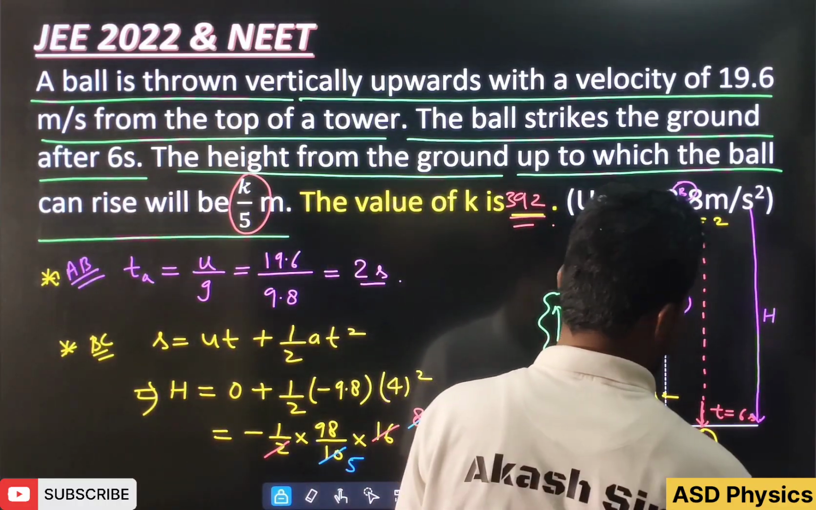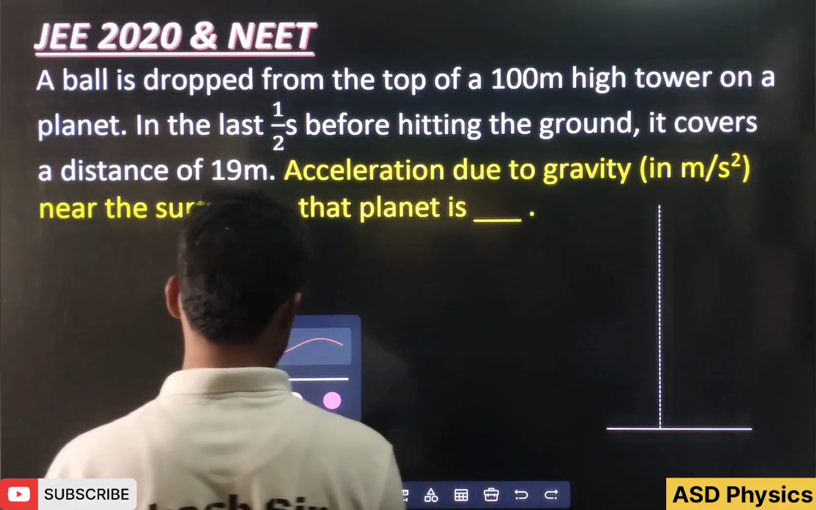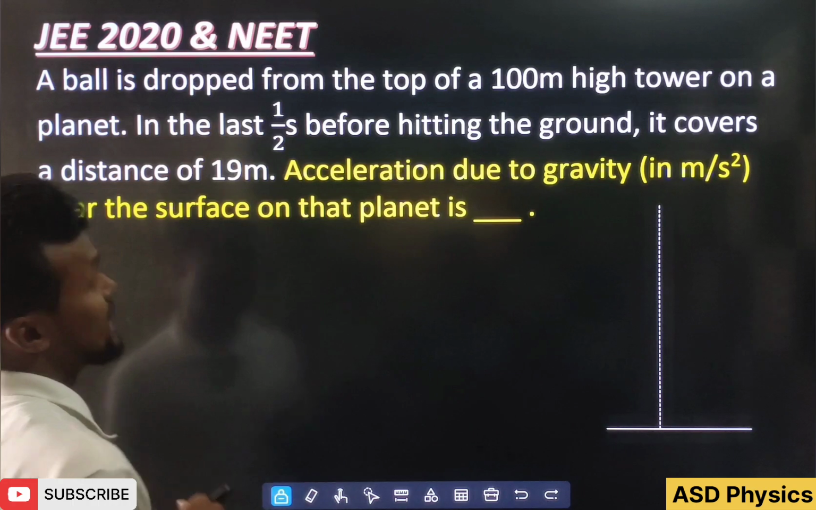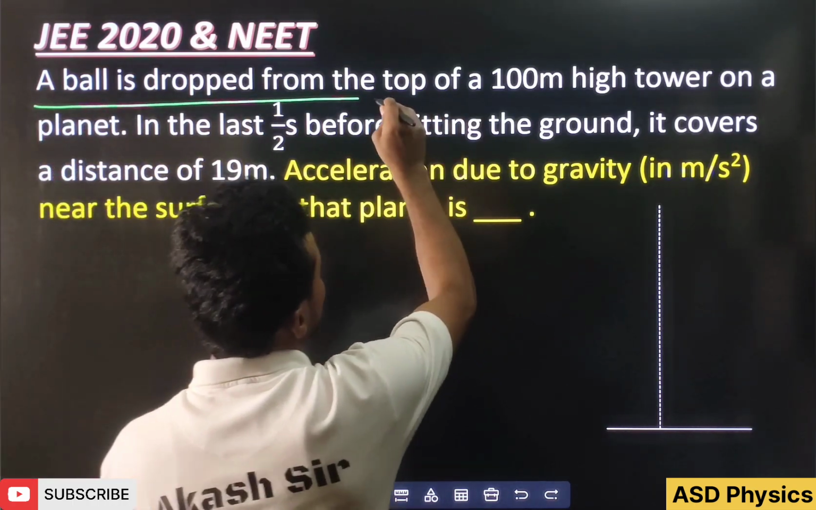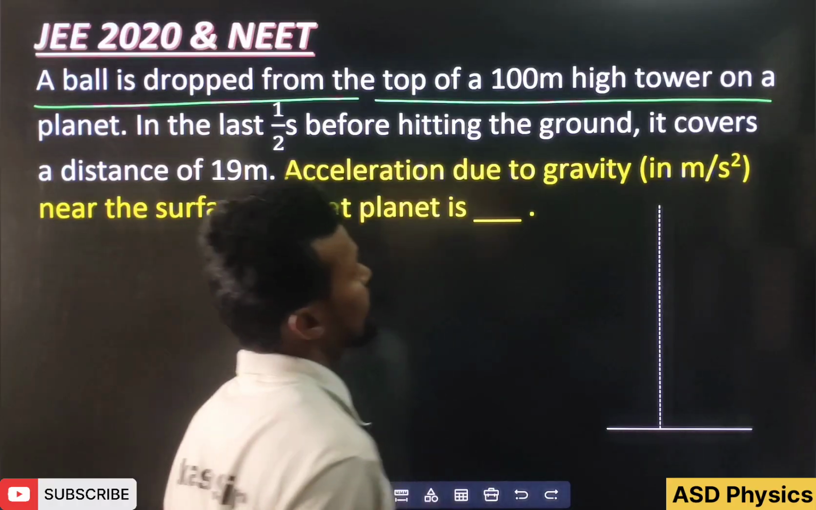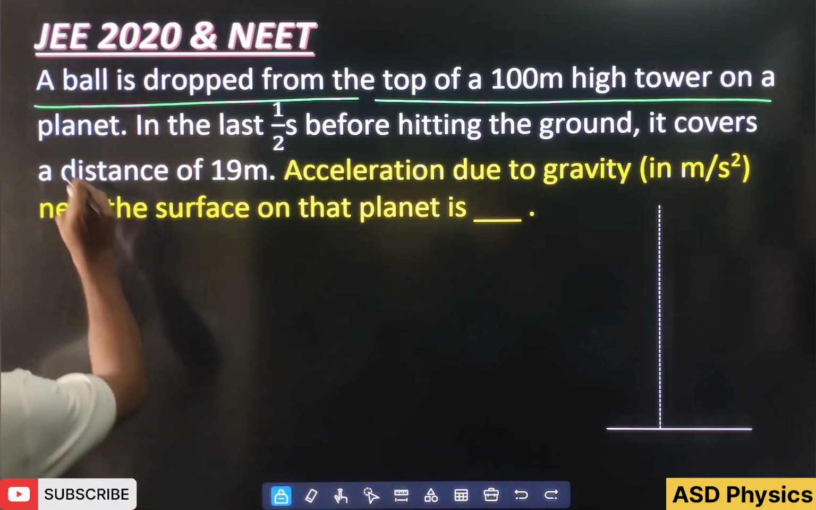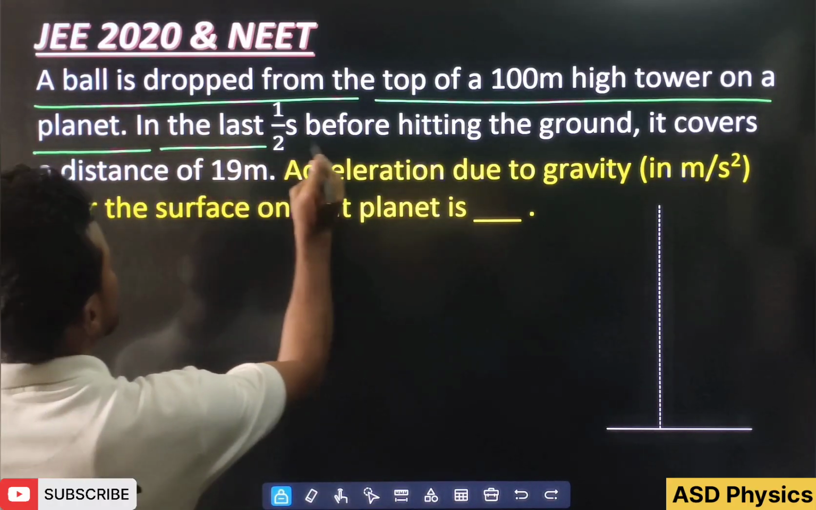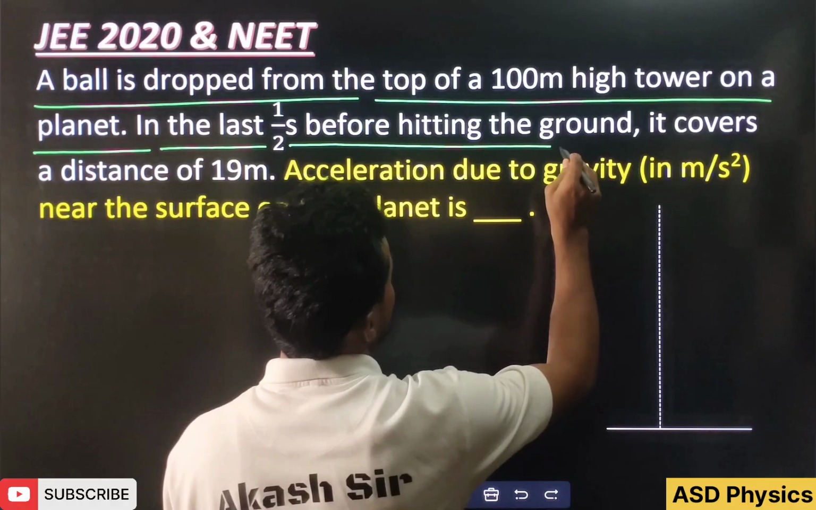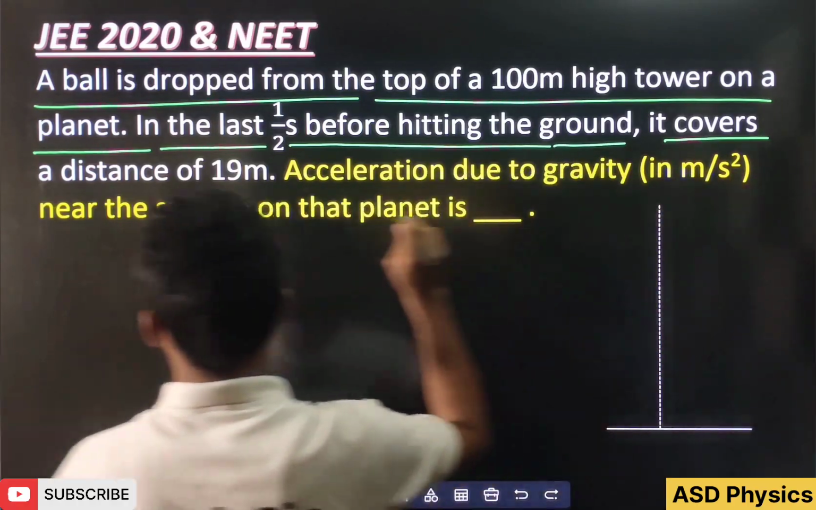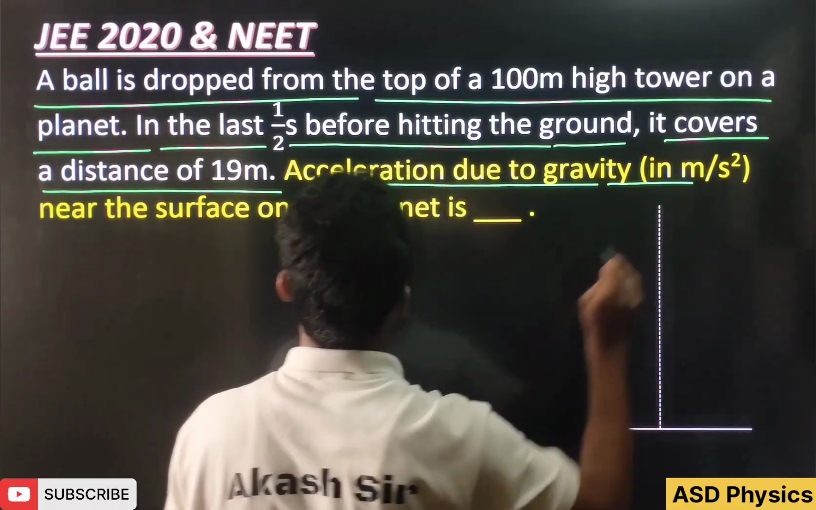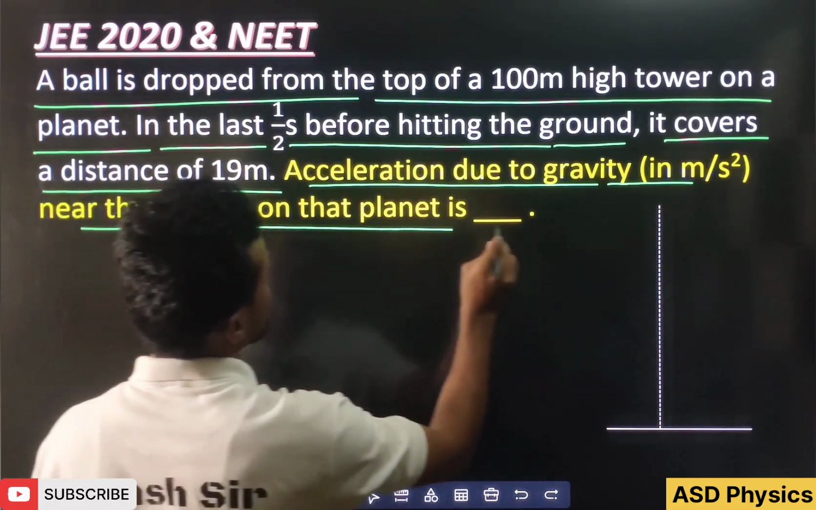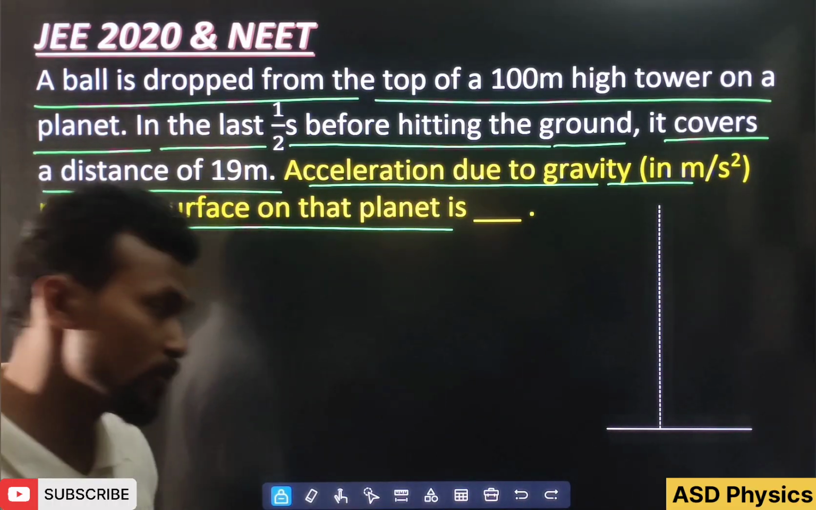Now let's see the next one, students. See here, the question is a JEE 2020 question, and it is conceptual. A ball is dropped from the top of a 100-meter high tower on a planet. In the last half second before hitting the ground, it covers a distance of 19 meters. Acceleration due to gravity near the surface of that planet is how much?